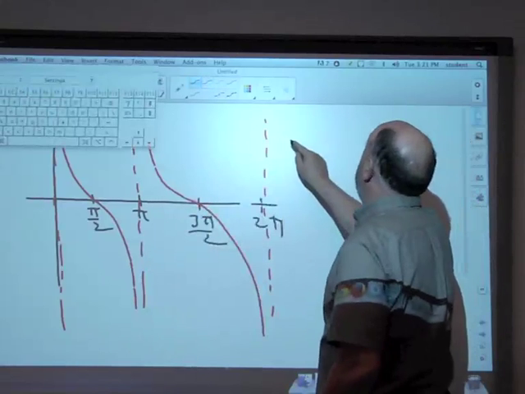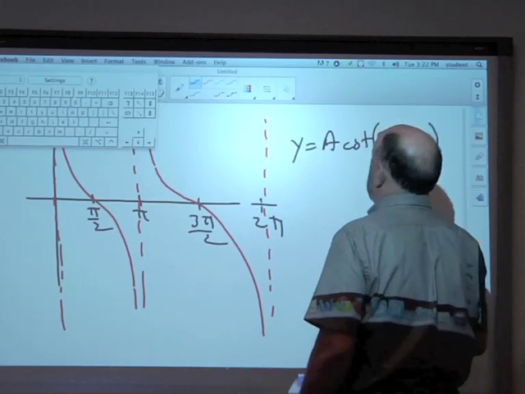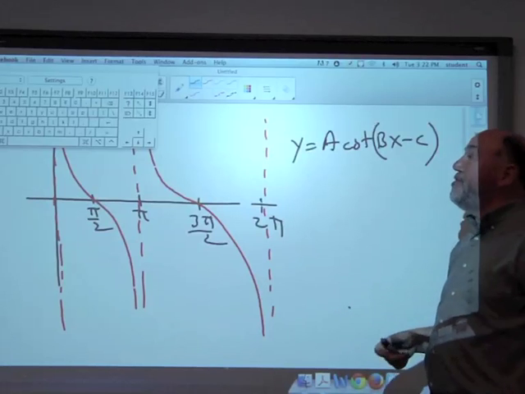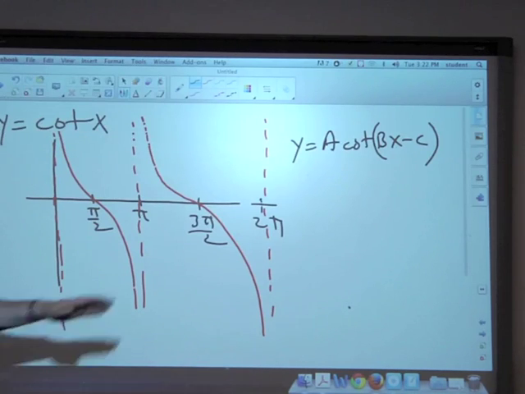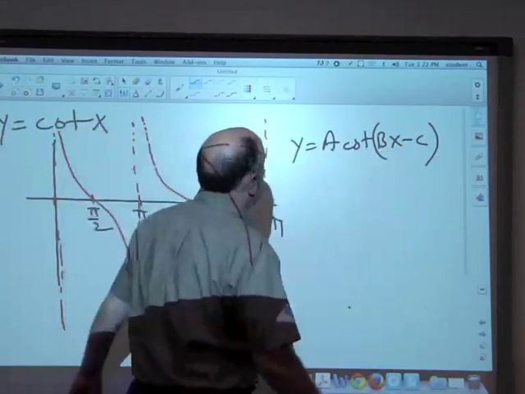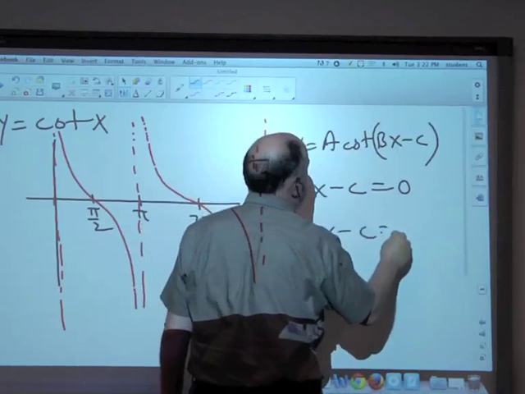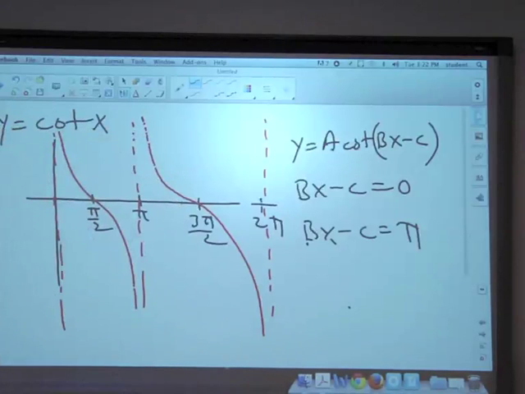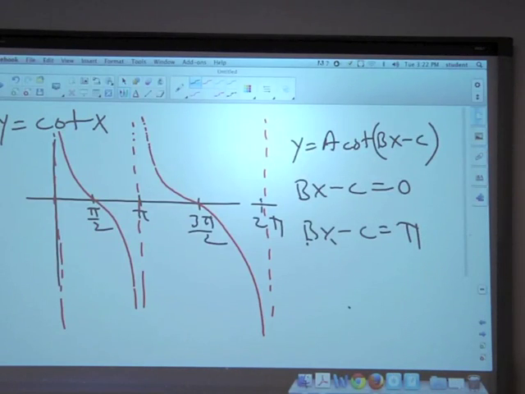And so in terms of the general one, we've got y equals a cotangent of bx minus c. And to graph this, again, all we need to do is figure out where the asymptotes are. So what we do now for cotangent is take this part, and we're going to have bx minus c equal to 0, and bx minus c equal to pi. Okay. So those are the two closest asymptotes relative to the origin. And again, we just take the equation, solve for x, find the asymptote lines, draw the curve. So those are the graphs of the 6 trig functions. Okay.